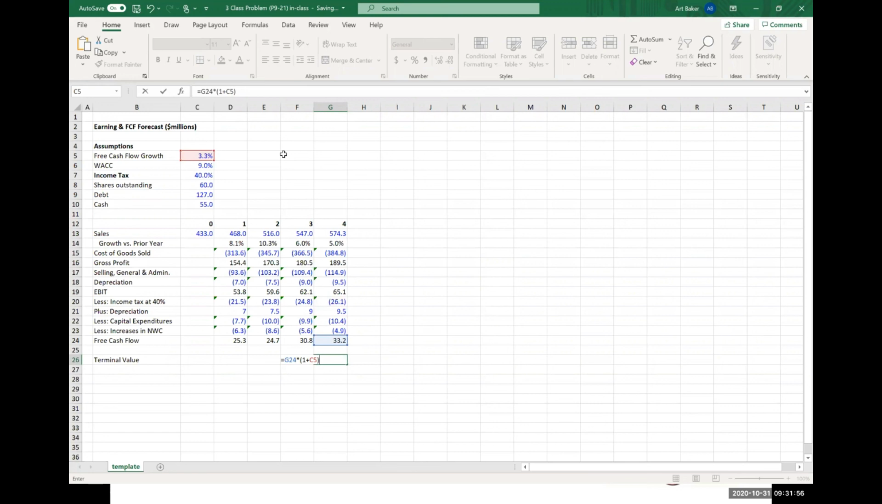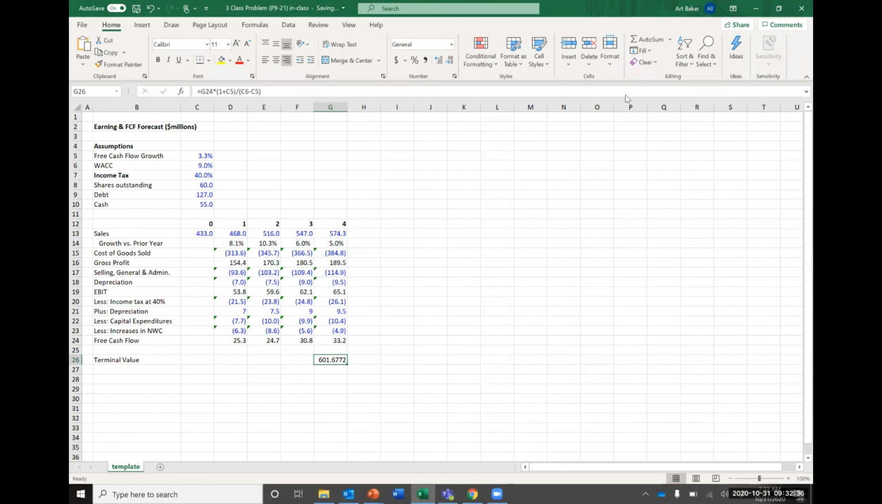And then what was the formula? You have to divide it by what? Discount rate minus growth rate. Right. So what's my discount rate? 9% minus 3.3%. Yep, good. So that's my terminal value. It happens in year 4.